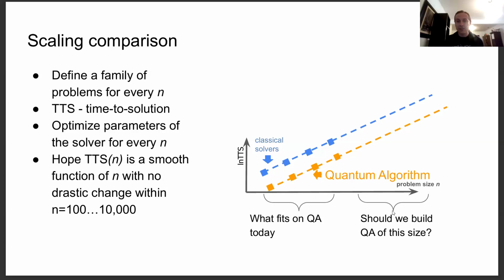And the question of whether we should build a solver, a quantum computer of a particular size, really depends on the difference between scalings, because as we go a few orders of magnitude in size, the scaling will multiply any kind of difference that we have. So that is the only question that this kind of scaling comparison is meant to answer. These lines are not meant to continue all the way to infinity. They will probably turn at some point. We're good as long as they turn further away than, say, 10,000 qubits.